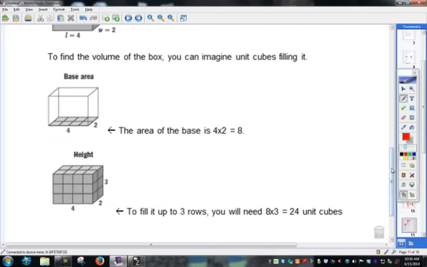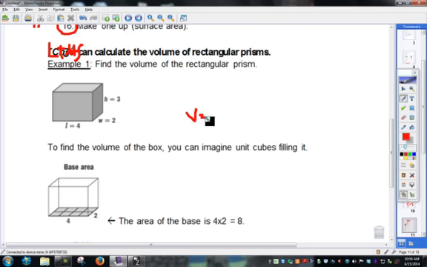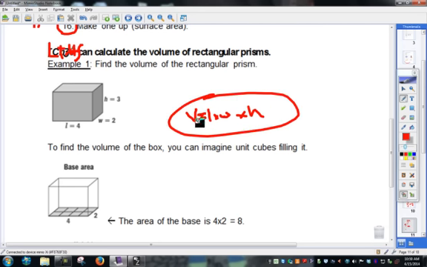I know Mr. Glassburn, and he's not wrong, taught you this formula right here. That's the formula he taught you, and he's not wrong for doing that. But this formula will only work if it's a rectangular prism. This will not work for a triangular prism, a trapezoidal prism, a horizontal prism, or a hexagonal prism. This will not work for any other prism other than a rectangular prism.